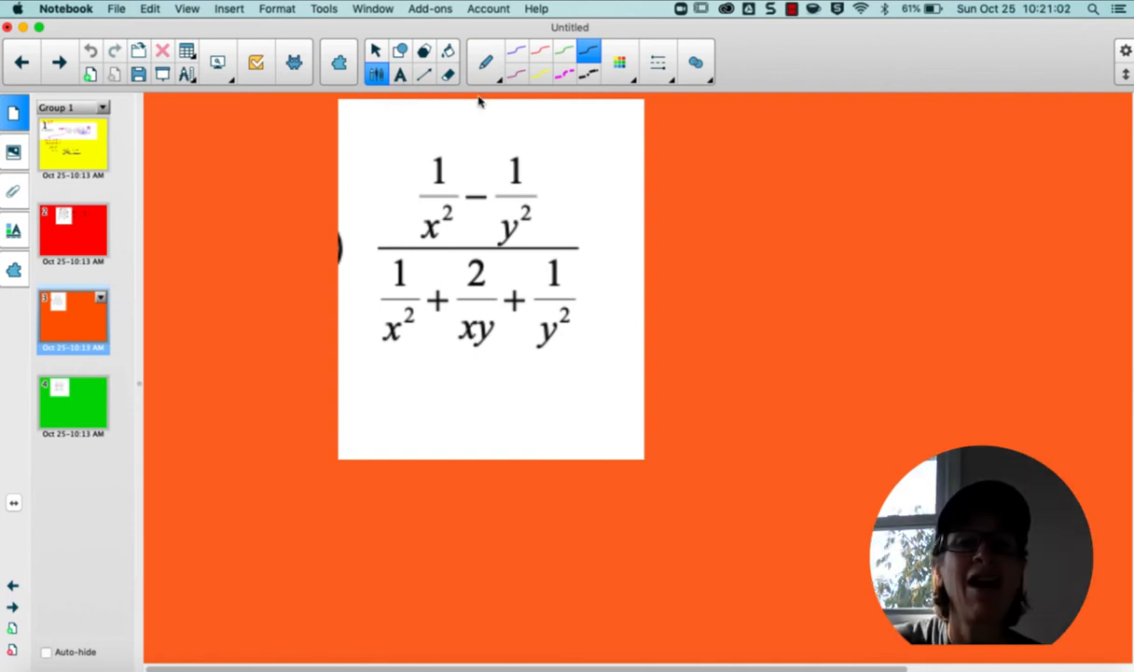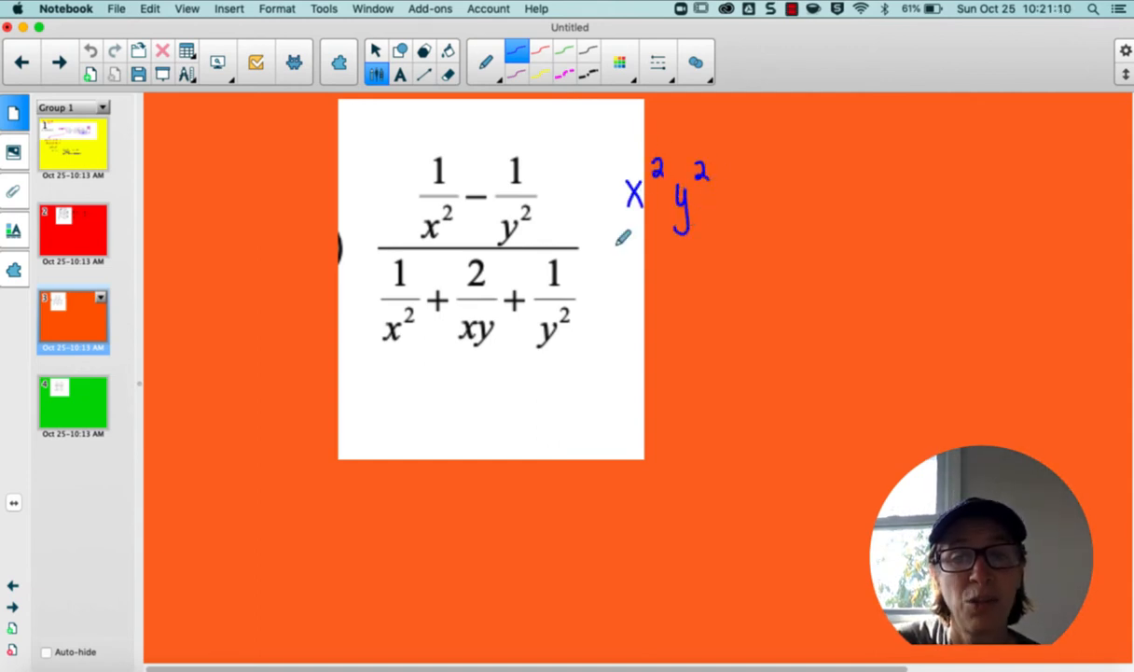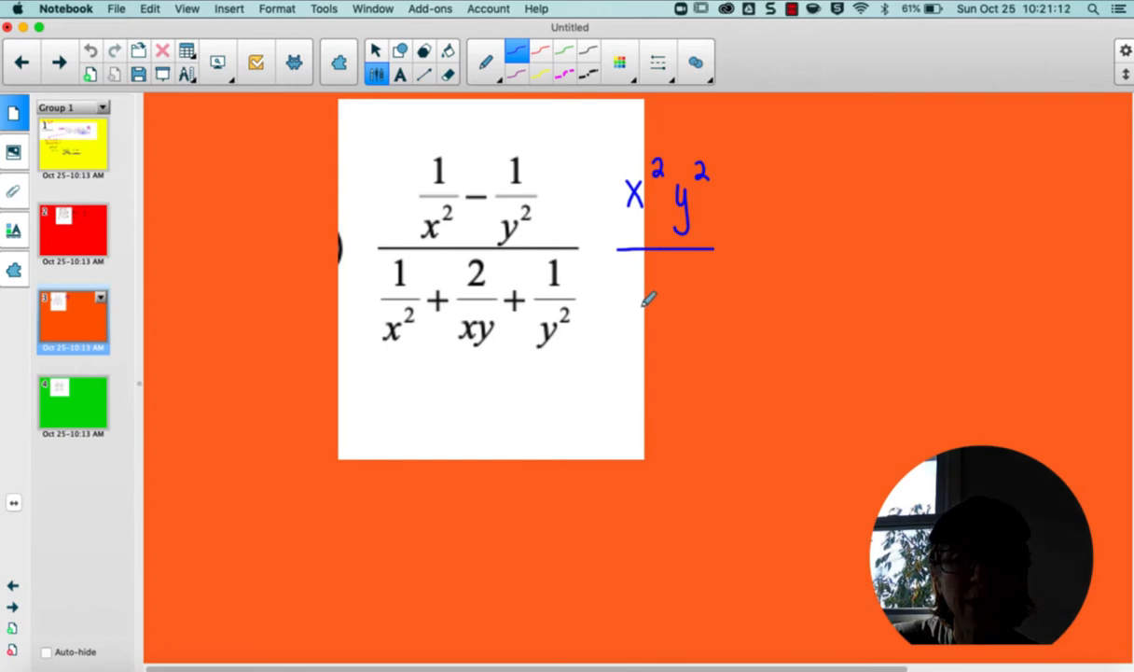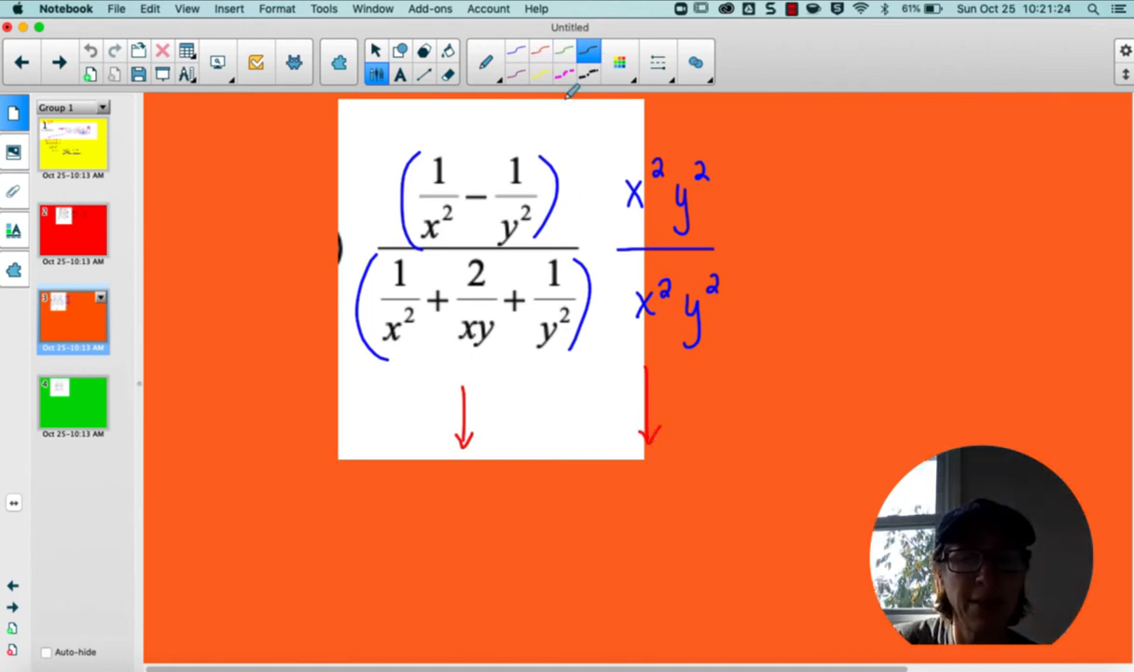So I find the lowest common denominator of all the simple fractions. In this case, that would be x squared y squared. So I'm going to multiply the top by x squared y squared and the bottom by x squared y squared. Now there's a lot of little work here to do. I'm going to actually move vertically. It is really good to work vertically on these types of problems, on any math problem actually.